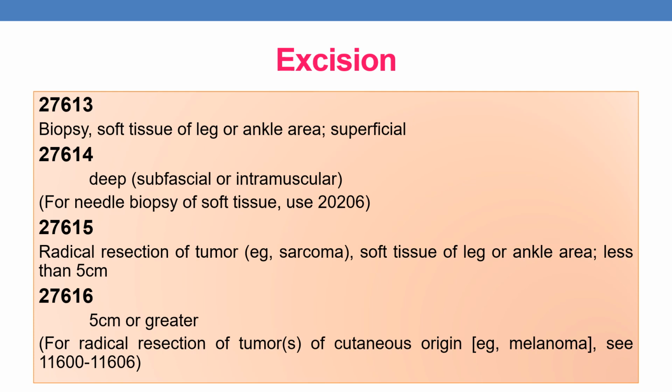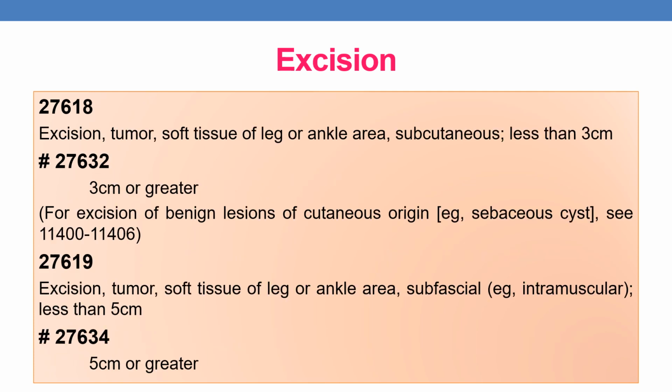The next CPT is 27615. It deals with radical resection of tumor, for example, sarcoma, soft tissue of leg or ankle area, less than 5 centimeters. If it is 5 centimeters or greater, the CPT is 27616. And for radical resection of tumor of cutaneous origin, for example, melanoma, we need to see 11600 to 11606.